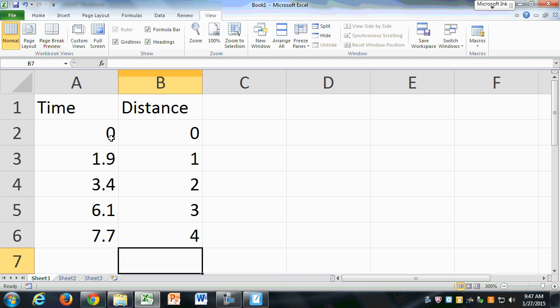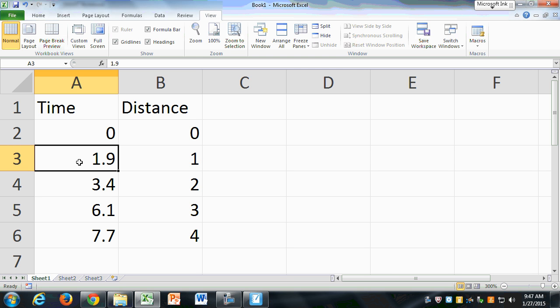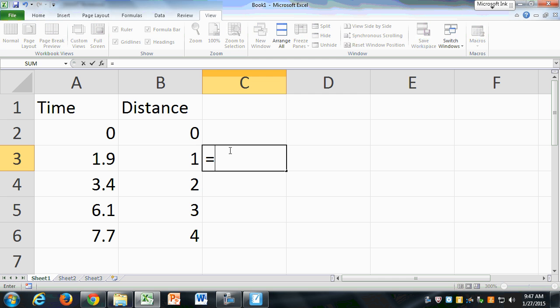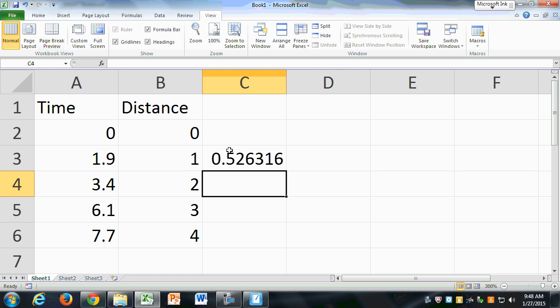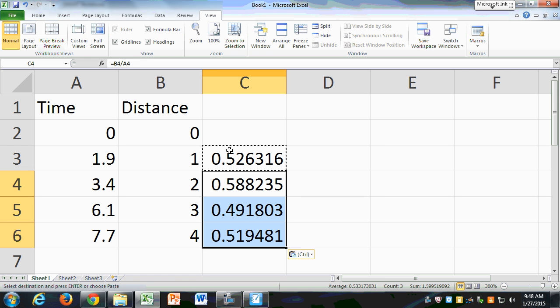So I can find what is the velocity of this. I can say it took 1.9 seconds to get there, divide the two, and I'll find the velocity. So I just say this divided by this. It tells me it's going about a half a meter per second. Or similarly, I can do the same for the others, and they all come up about a half a meter per second.